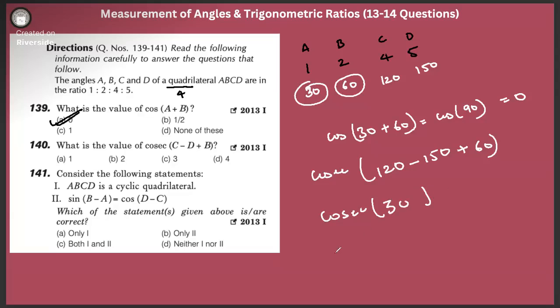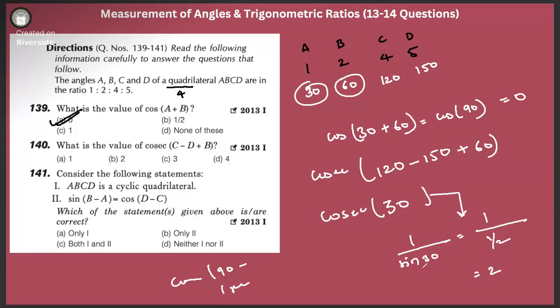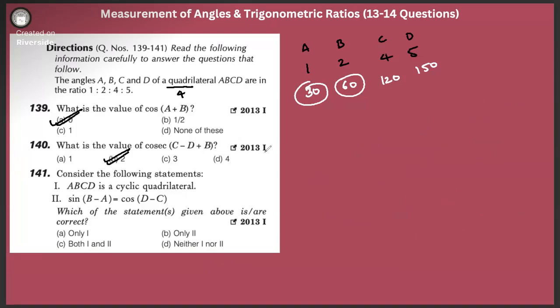Secant 30. We don't always have to think, okay, cosec 90 minus something, 180 minus something, it will change into something, this and that and all that stuff. No, not required. Not always. Cosecant 30 is the reciprocal of sine 30, which is 1 by 2. 1 divided by 1 by 2, which is nothing but your 2. So far, so good.